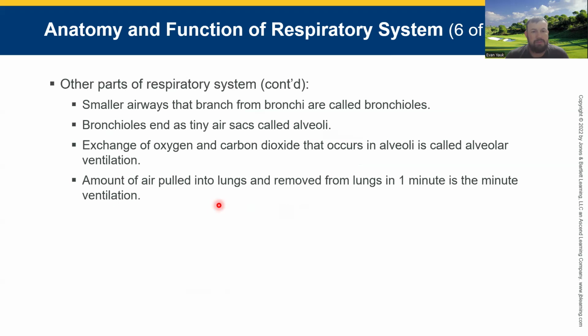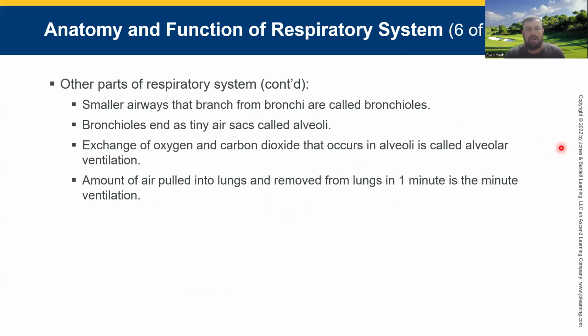Other parts of the respiratory system: the smaller airways that break off from the bronchi are bronchioles. Those are those little branches of your tree. And then the tiny air sacs called alveoli. Like I said, that's either the fruit or the leaves, however you want to imagine it. The exchange of oxygen and carbon dioxide occurs at the alveoli.